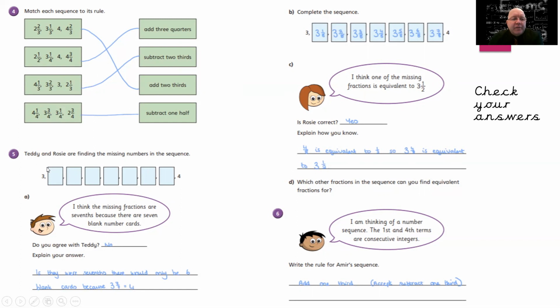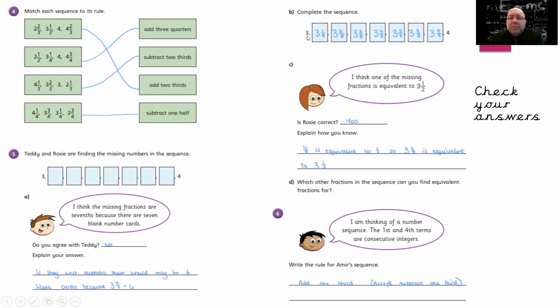On question 5, Teddy thinks that these are in sevenths because there are 7 cards. But if you remember from our question earlier, there's one more step here. So the steps are 1, 2, 3, 4, 5, 6, 7, 8. There are 8 steps to get us from 3 to 4, which means that we're going up in eighths, not in sevenths. Okay.